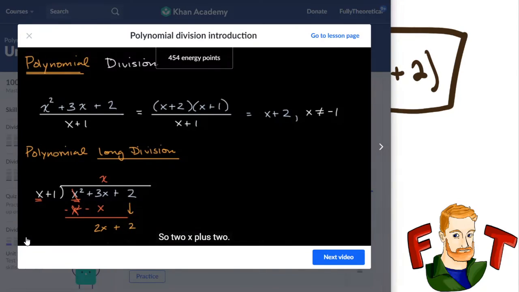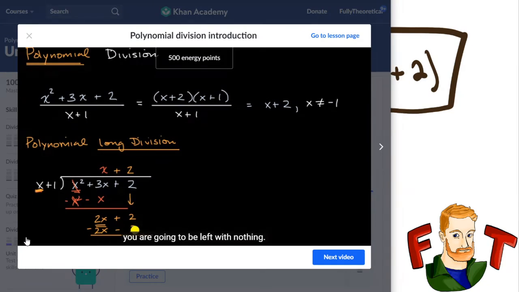So 2x plus 2. And you say, how many times does x go into 2x? Well, it goes 2 times. So you have a plus 2 here. 2 times x plus 1. 2 times x is 2x. 2 times 1 is 2. You can subtract these, and then you are going to be left with nothing. 2 minus 2 is 0. 2x minus 2x is 0. So in this situation, it divided cleanly into it, and we got x plus 2, which is exactly what we had over there.